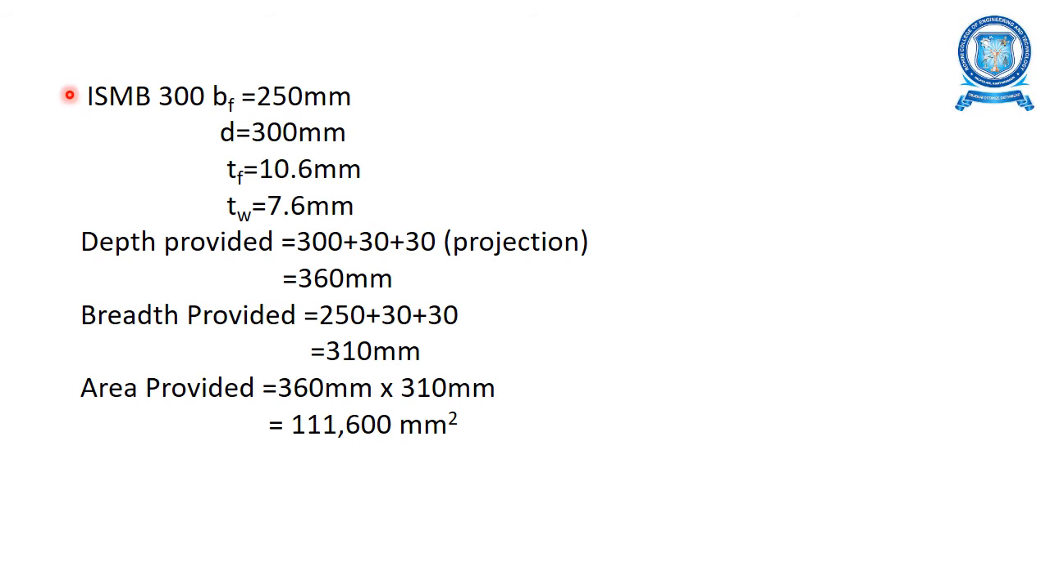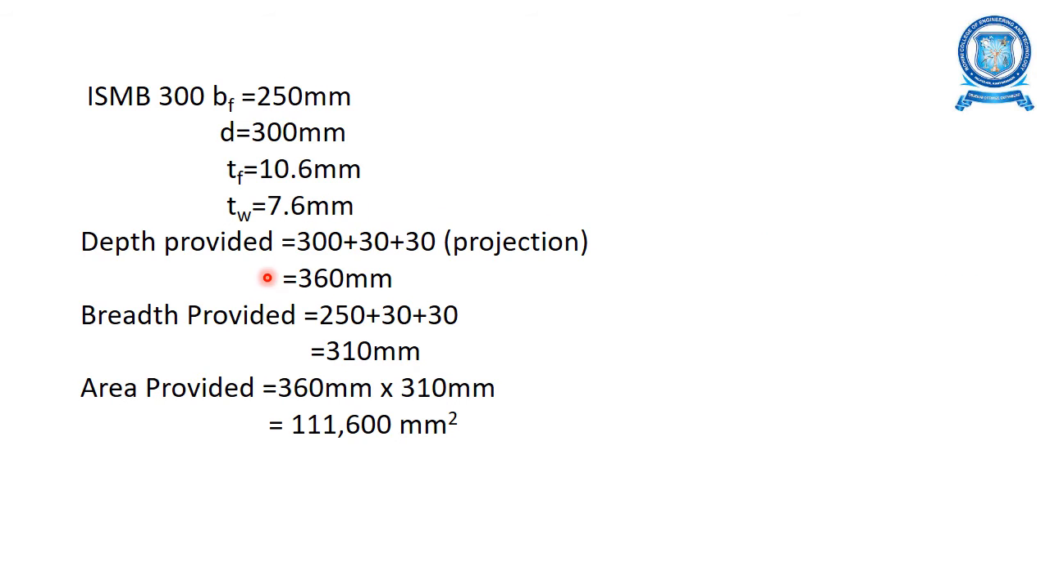So these are the properties taken from IS SP6. The column flange width is 250 mm, depth of the section is 300 mm, thickness of the flange is 10.6 mm, and thickness of the web is 3.6 mm. Based on this we have to provide the base plate size.